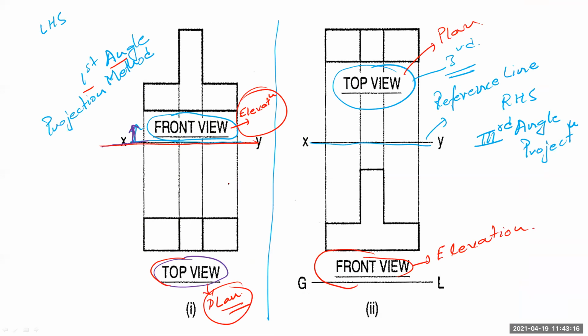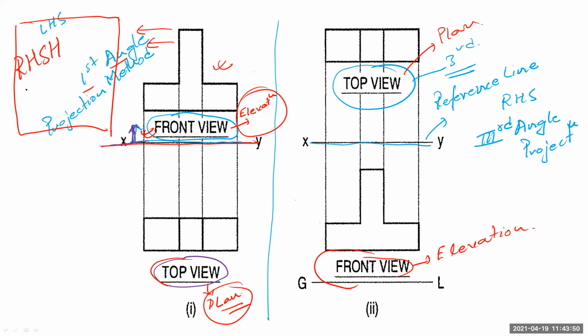And the next part of your fourth point is your left hand side view and right hand side view. Suppose this is your elevation or front view. In the first angle projection method, if you draw something over here in this red box, that will be to the left of this front view. So in first angle projection, if something is drawn to the left of your front view, it is the right hand side view.